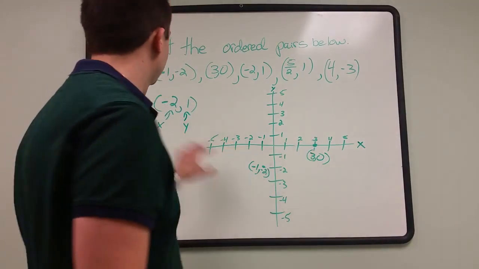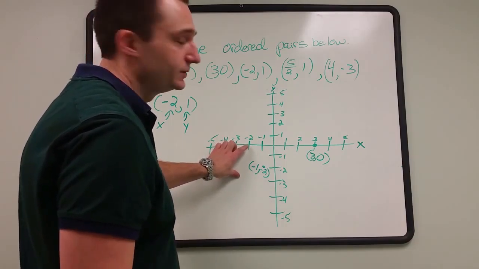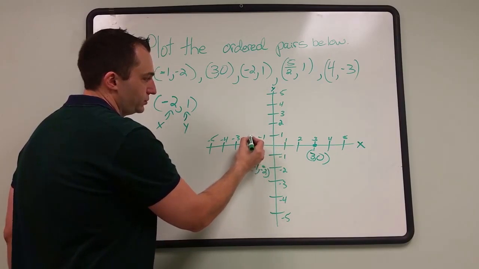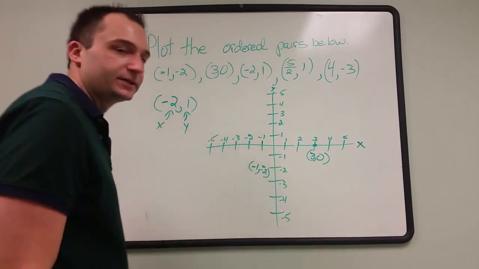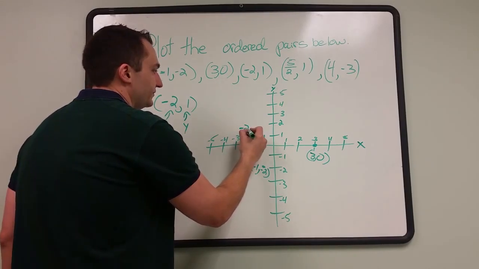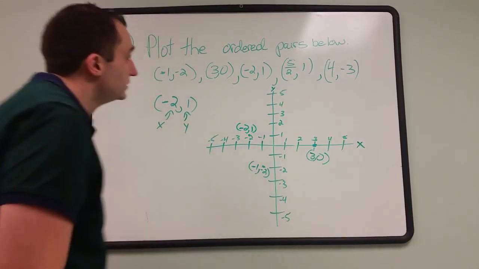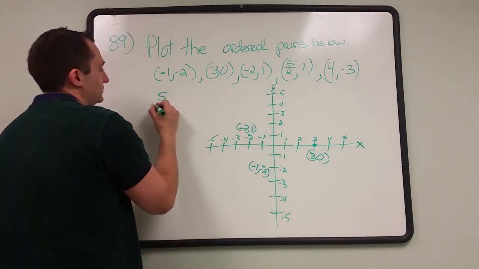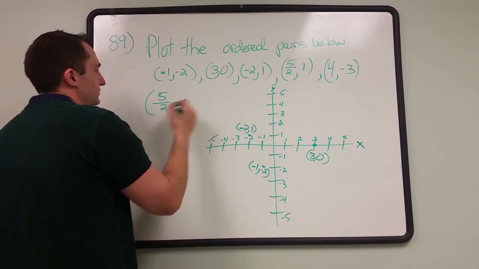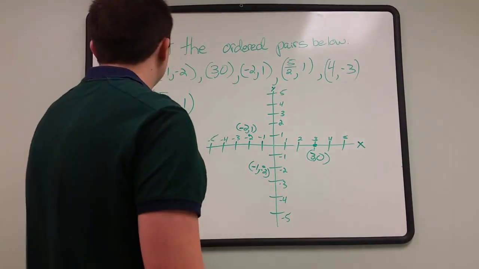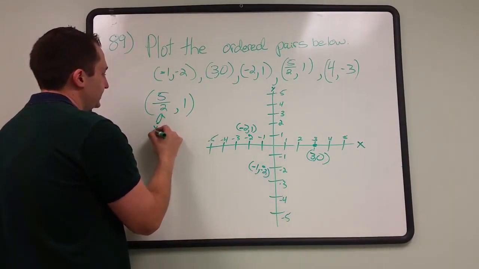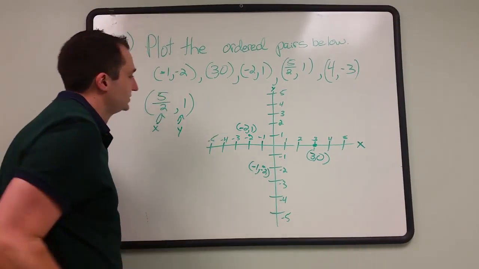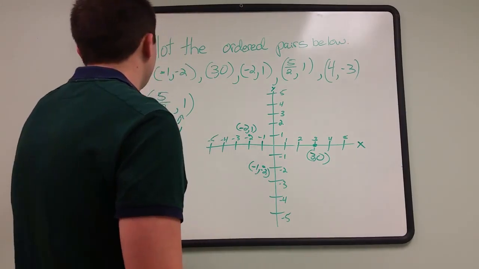So on the x-axis, we're looking for -2, which is here, and on the y-axis, we're looking for 1, which is here, and the 2 points intersect together right there, and we just label the point -2, comma, 1. Our fourth point, which is 5/2, comma, 1, 5/2 corresponds to the x-axis, and 1 corresponds to the y-axis. The question asked is, how do you graph 5/2?